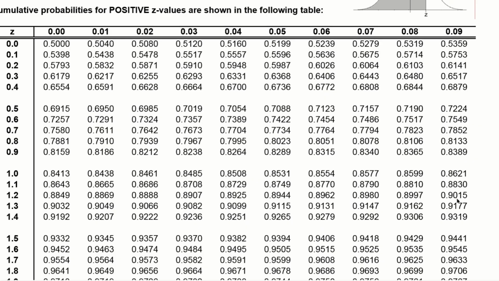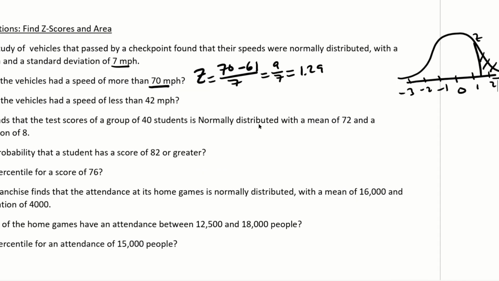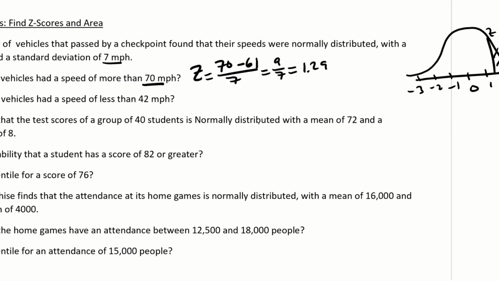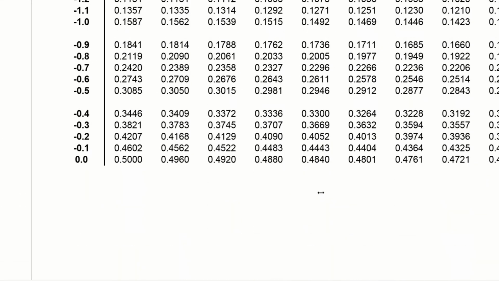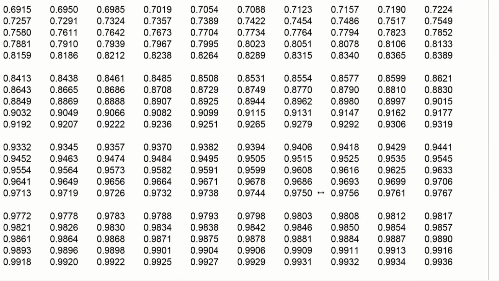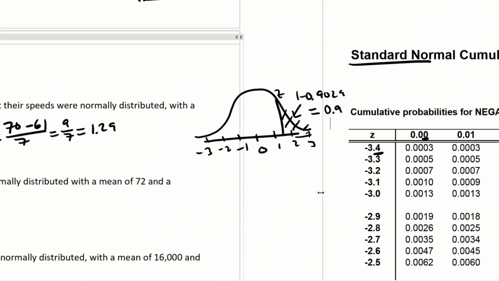But that's the area to the left. So if I want the area to the right, I said 1 minus 0.9029, which is 0.09. Let me double check that number here. 1.29. 0.9015, not 0.9029. Okay, 0.9015. I don't know where I got that. So 0.09.